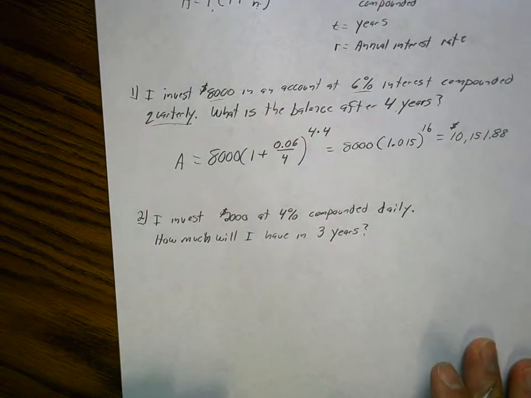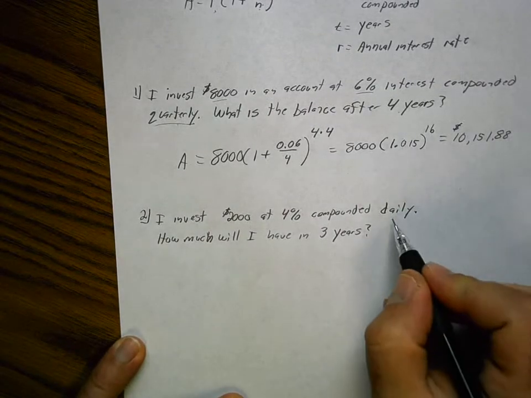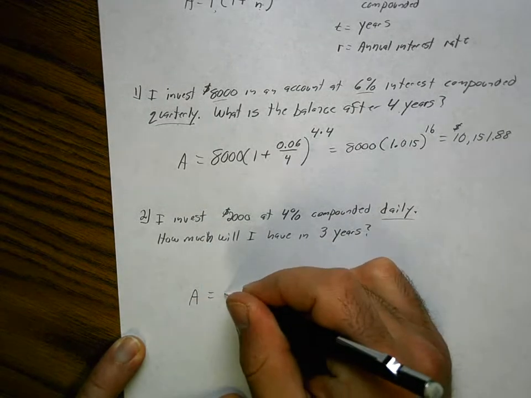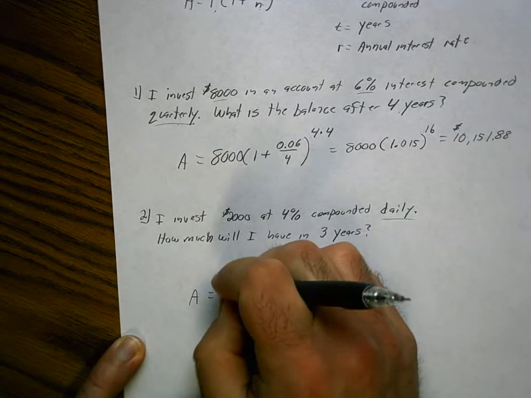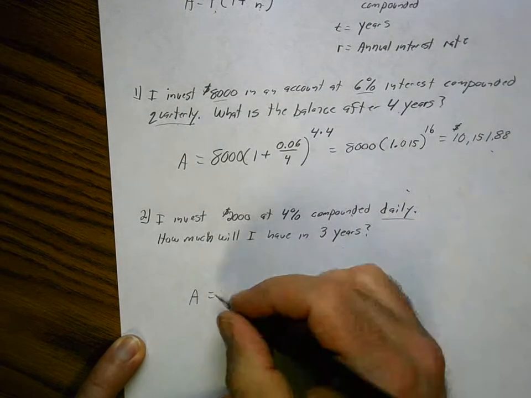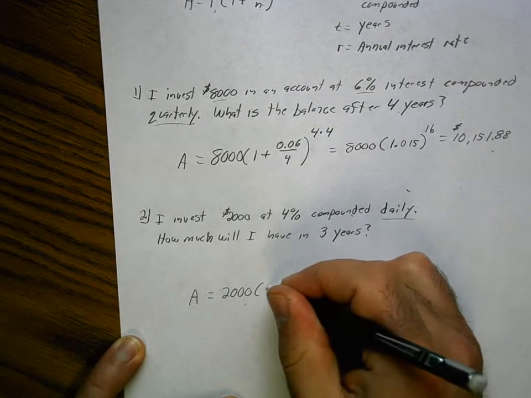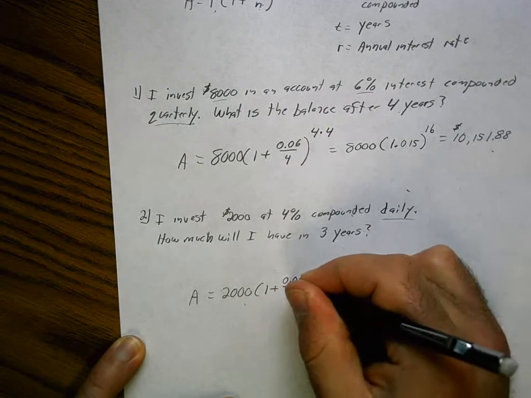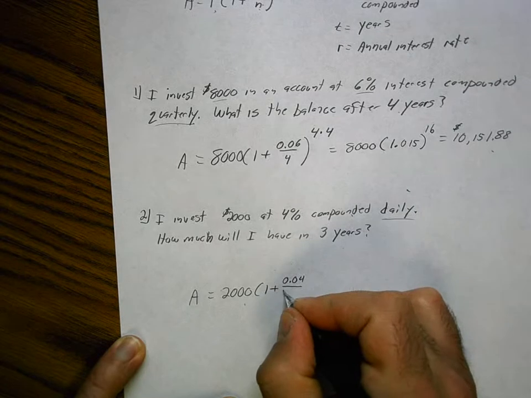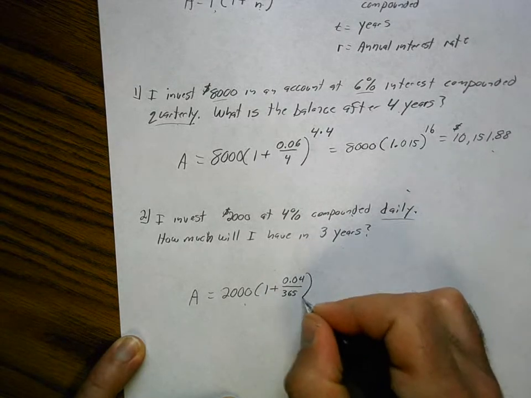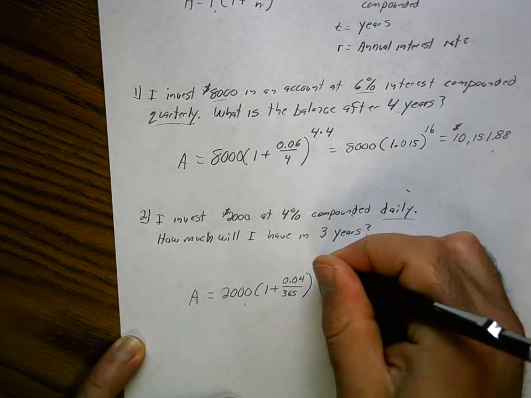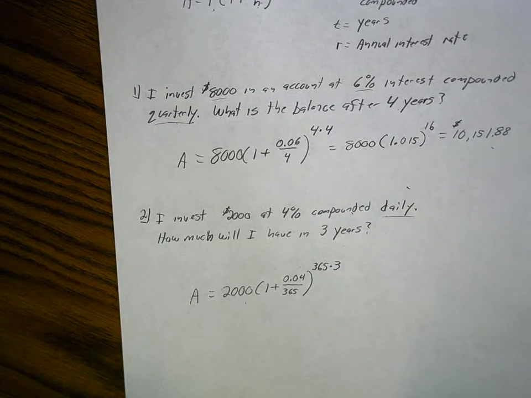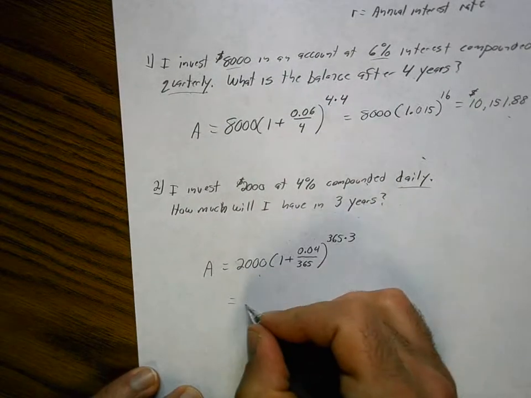One more. You don't see many bank accounts that compound interest daily, but let's do this example and see. Oops, not 8,000 anymore, it's 2,000. So I'm putting 2,000 in my account. My rate is 4%, which is 0.04. Daily, so there are 365 days in a year, and that's what my N is. And we have 365 times 3, because it's 3 years. So that's what my equation would look like.